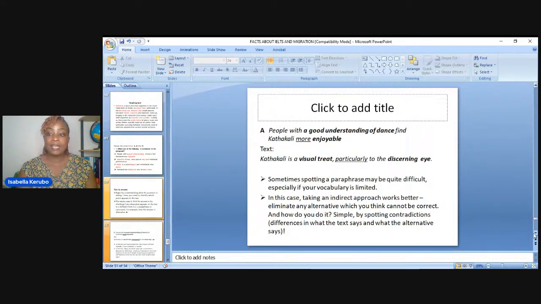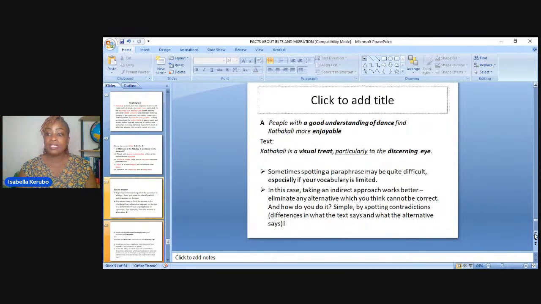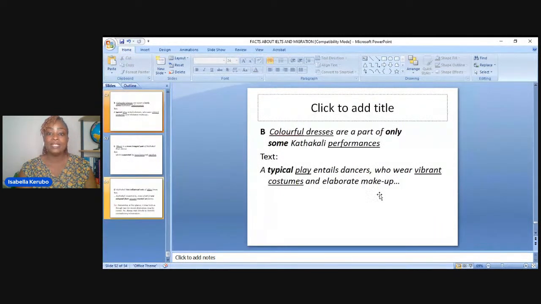Okay, so let's briefly see how this can happen. Already, we've identified option A as the correct answer, but let's go through the other options and see. Option B says colorful dresses are a part of only some Kathakali performances. And in the text, it was written, a typical play entails dancers who wear vibrant costumes and elaborate makeup.